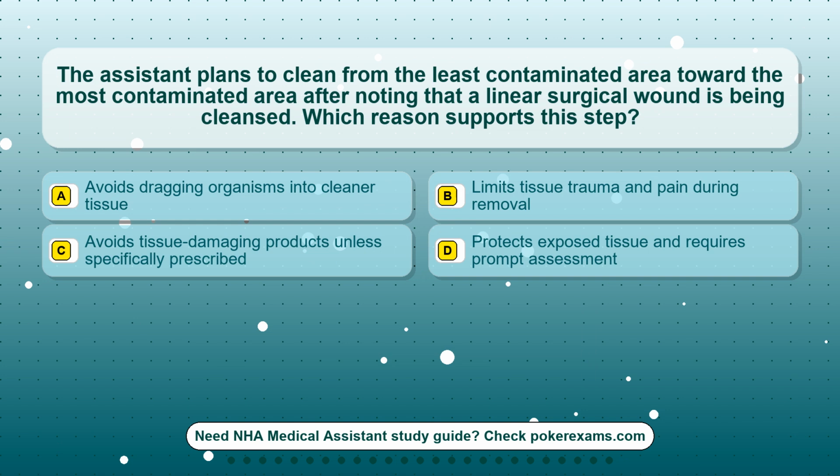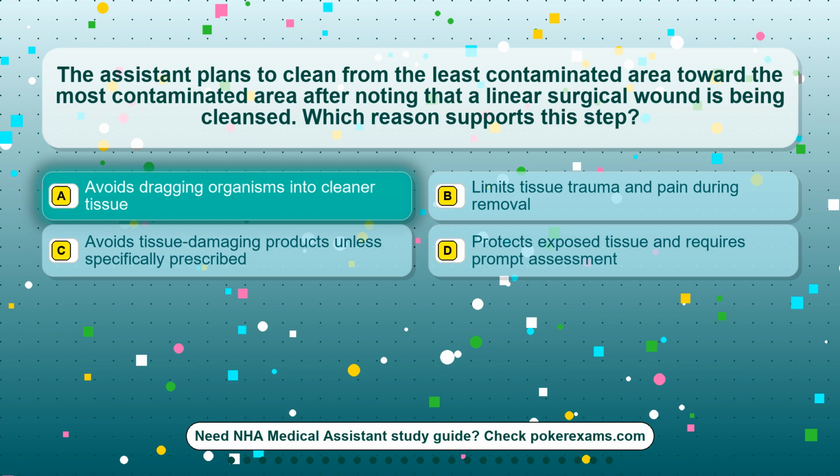Question 7. The assistant plans to clean from the least contaminated area toward the most contaminated area after noting that a linear surgical wound is being cleansed. Which reason supports this step? Option A. Avoids dragging organisms into cleaner tissue. Option B. Limits tissue trauma and pain during removal. Option C. Avoids tissue-damaging products unless specifically prescribed. Option D. Protects exposed tissue and requires prompt assessment.